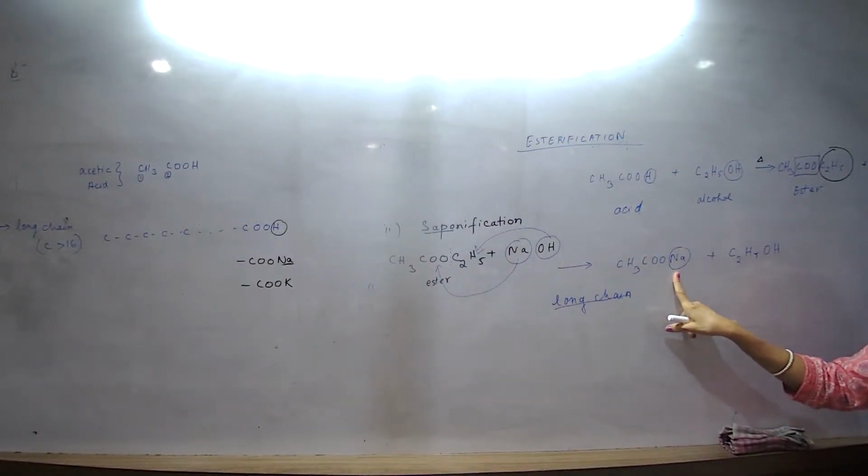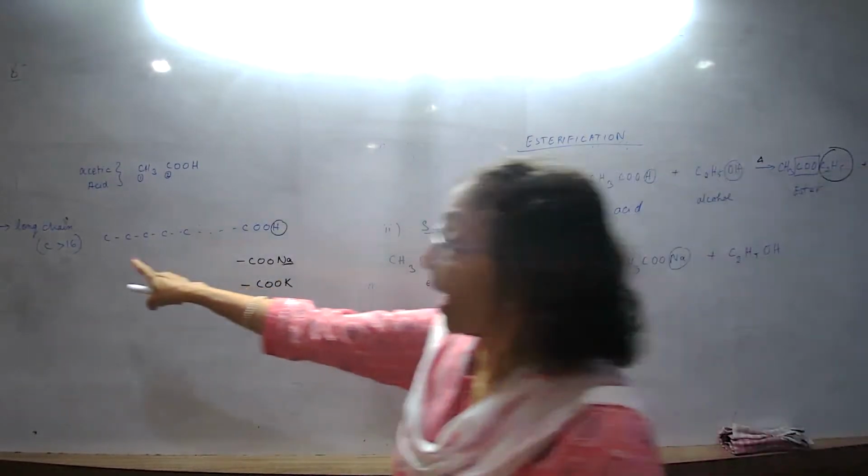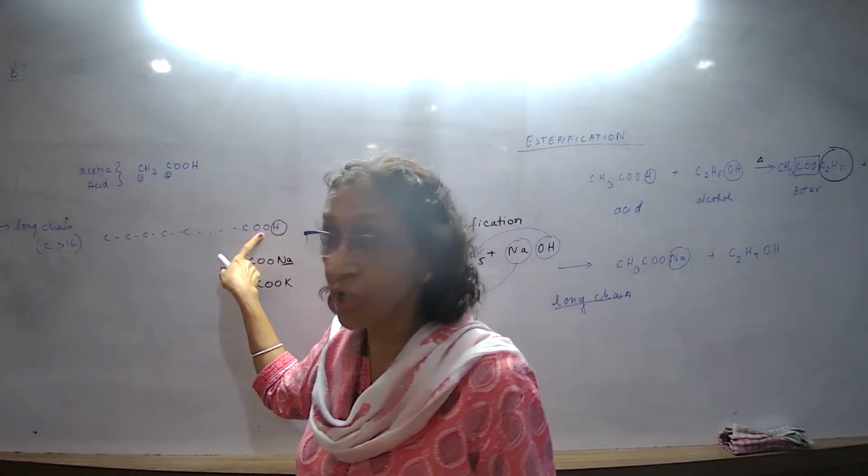Acid is acid, basic is basic. Long chain of what acids? COOH is our original acid.